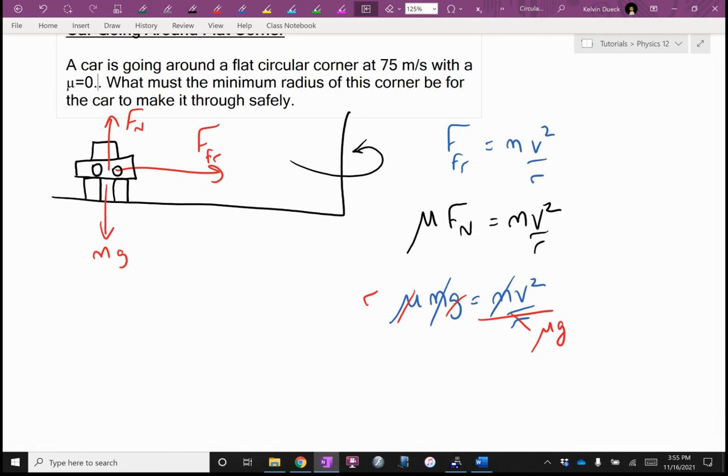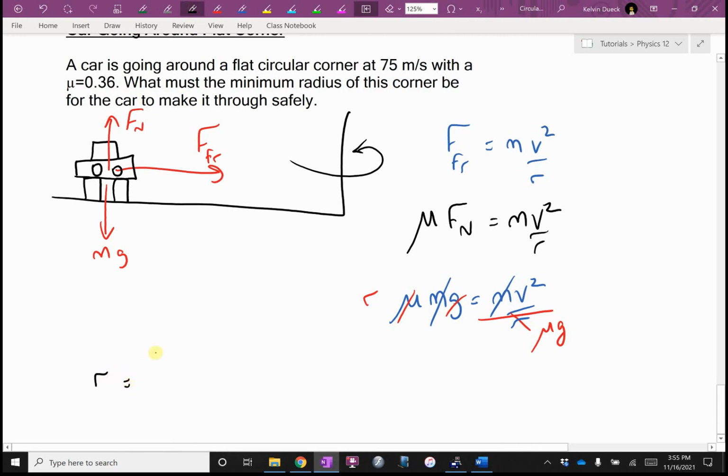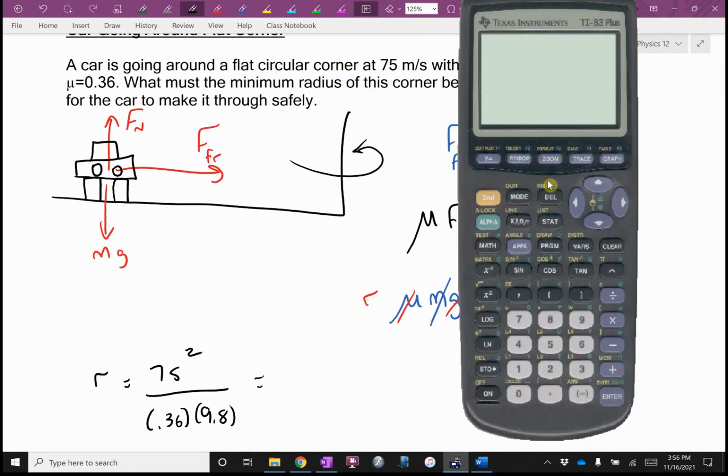See, if I make this slippery, then we're really going to get a big radius here with Deegan's little race car. So, let's make it a little bit slippery, just for giggles. How about 0.36? What must the minimum radius be? Okay. Wow. R is going to be v, 75 squared, divided by 0.36 times 9.8. Jeez. Yeah, it's over a kilometer. Okay.